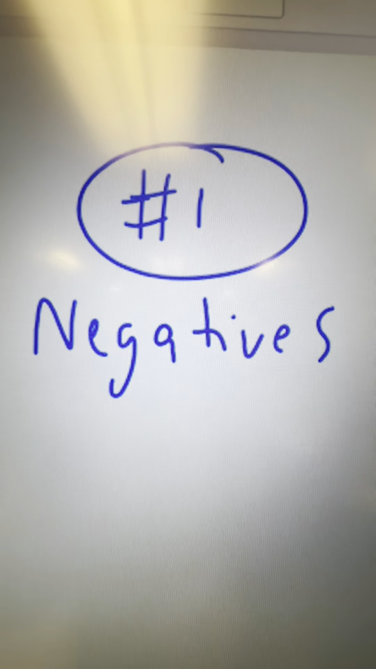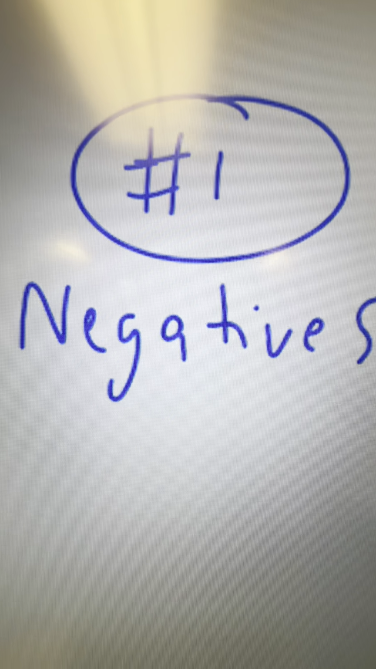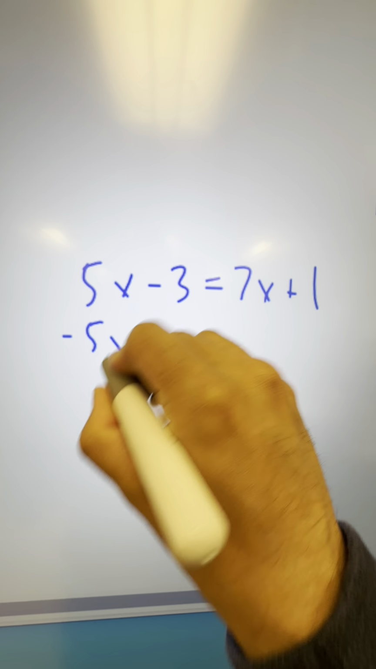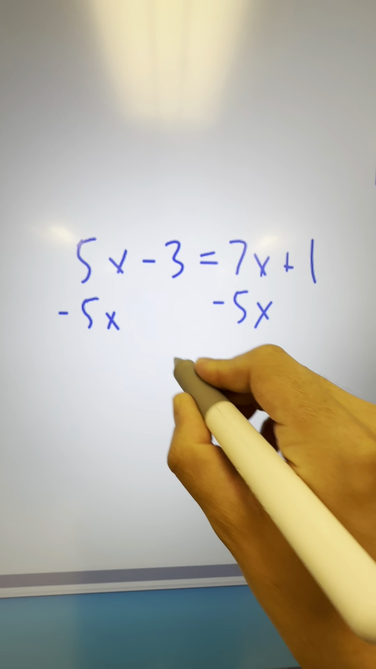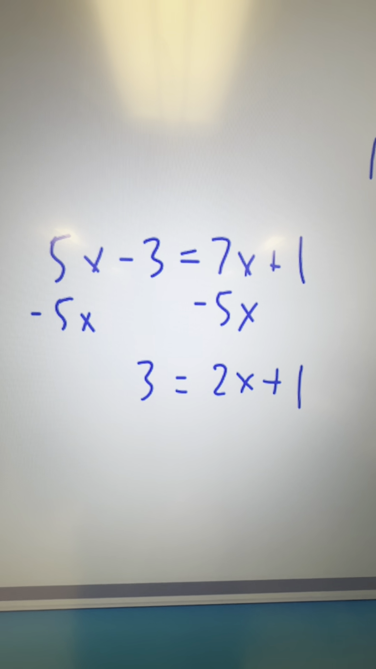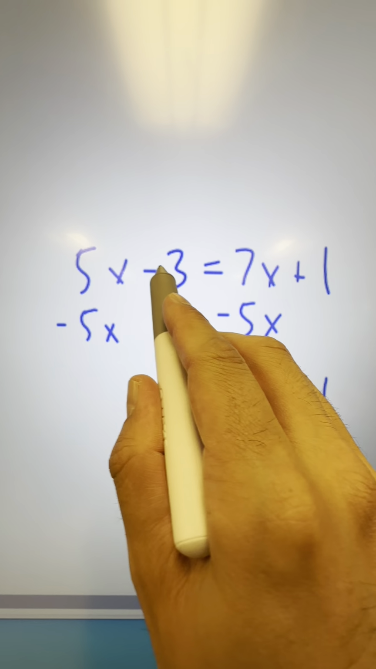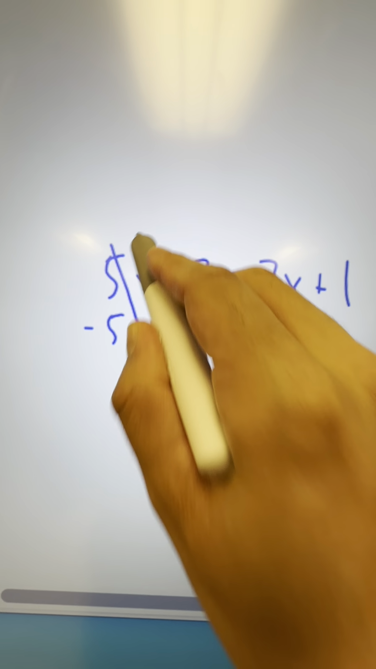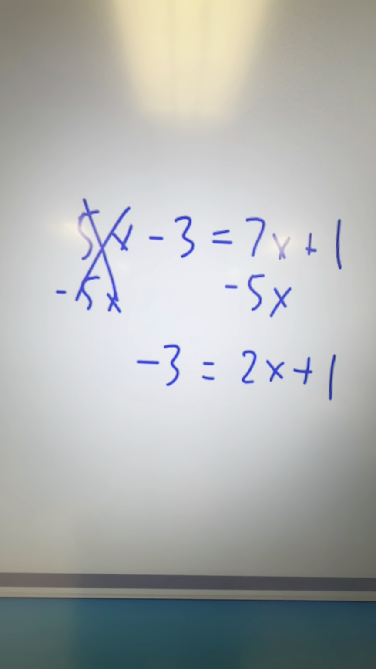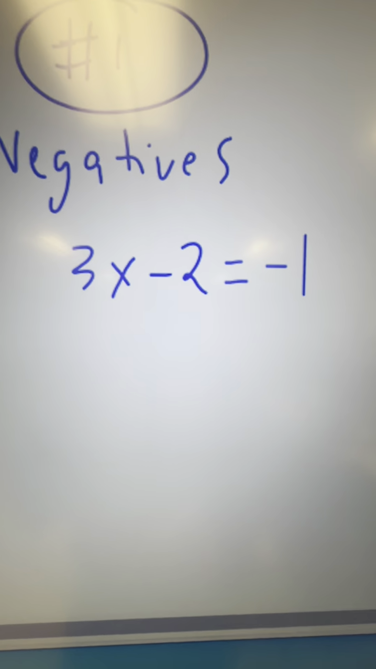And then the number 1 mistake I see is always with the negative numbers. Example number 1, you take away 5x from both sides, then the student will bring down the 3 equals 2x plus 1. But this is incorrect because in front of that 3, you can see the minus sign. So if these create a 0 pair here, your answer, when you bring it down, should be a negative 3, not a positive 3. That's mistake number 1.